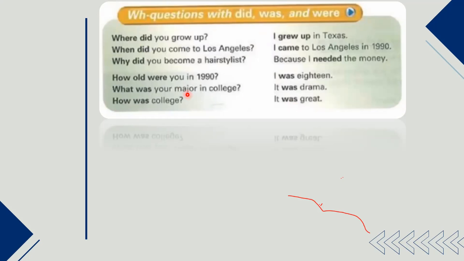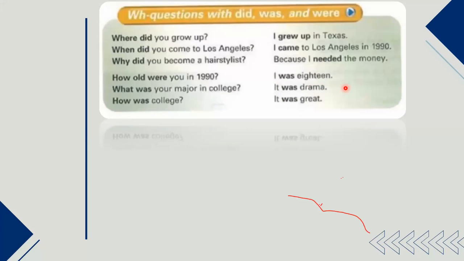Now, what was your major in college? ¿Cuál fue su carrera en la universidad? It was drama. It was English. It was business administration. It was accounting. It was law. It was teaching. It was medicine. What was your major in college?